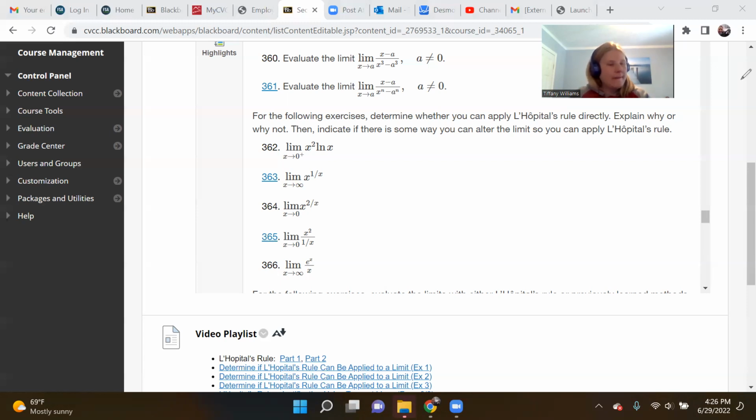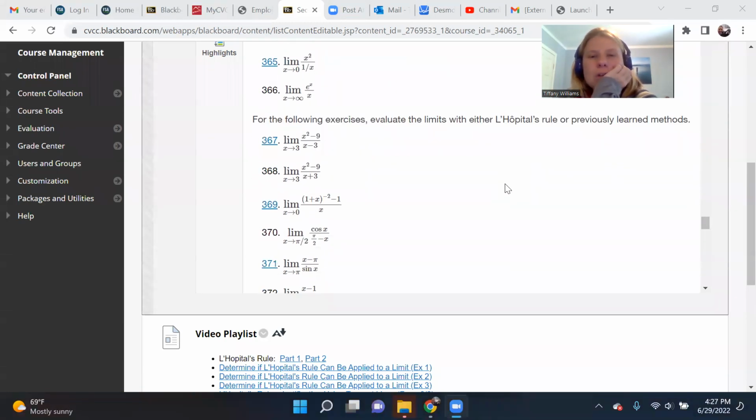Let's do 367. We'll look at that one. So 367, for the following exercises, evaluate the limits with either L'Hopital's rule or previously learned method. So in 367, the question is, do I need to use L'Hopital's rule?